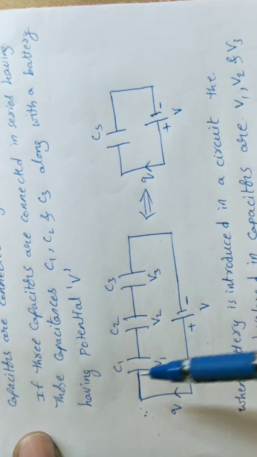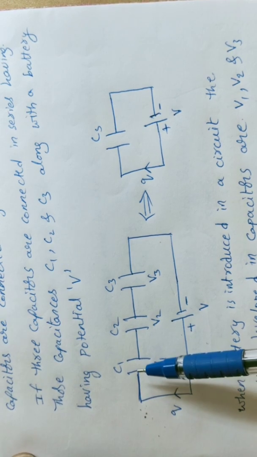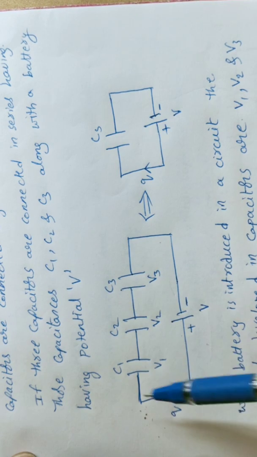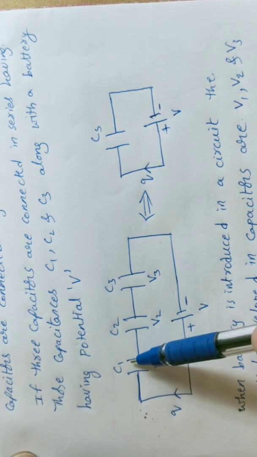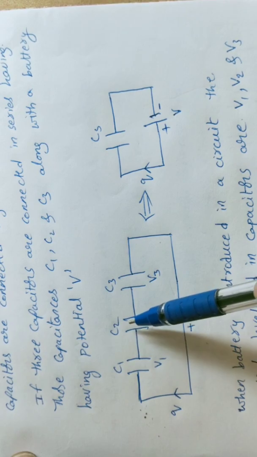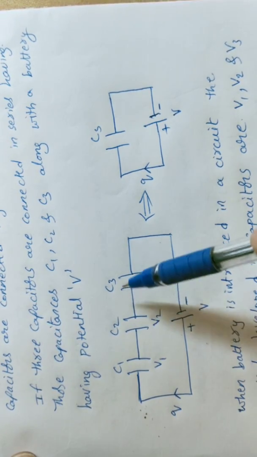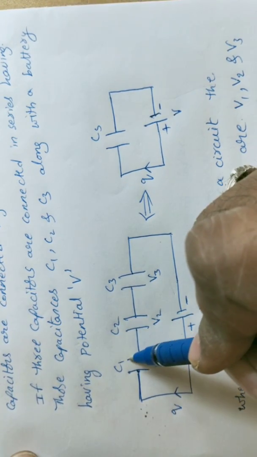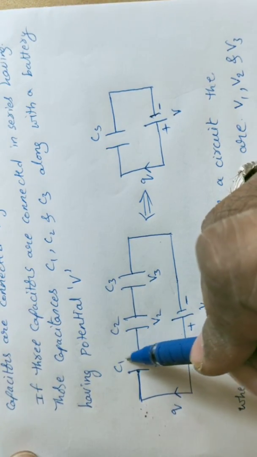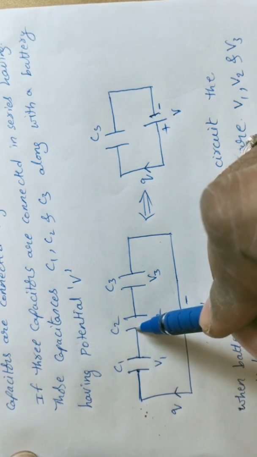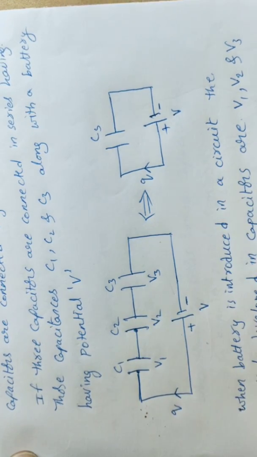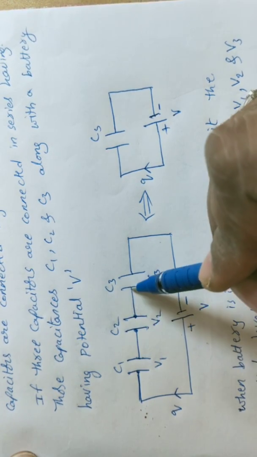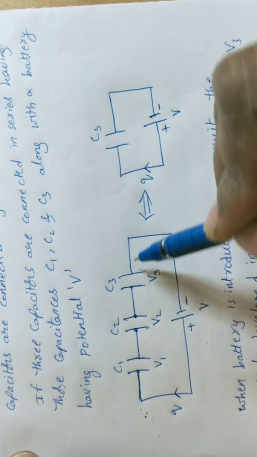For example, I am taking three capacitors having capacitances C1, C2, and C3. This is the first plate and this is the second plate. Here this is the first plate and this is the second plate, and this is the first plate and this is the second plate. Here the first capacitor's first plate is present. Here is the first capacitor's second plate, which is connected to the first plate of the second capacitor. Further, the second plate of the second capacitor is connected to the first plate of the third capacitor, and so on.